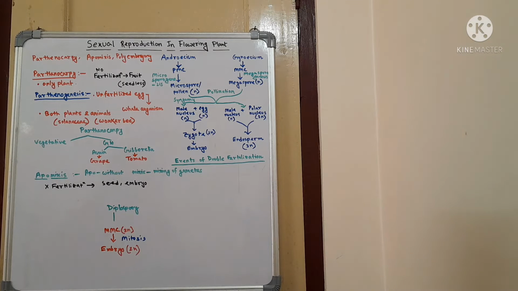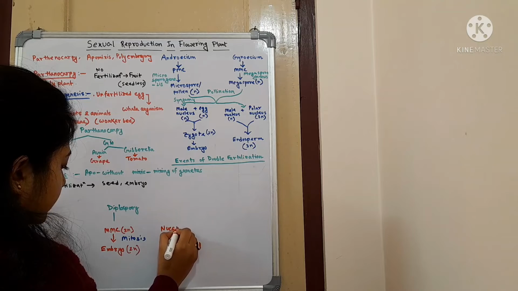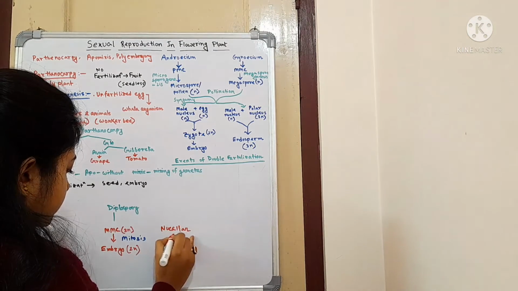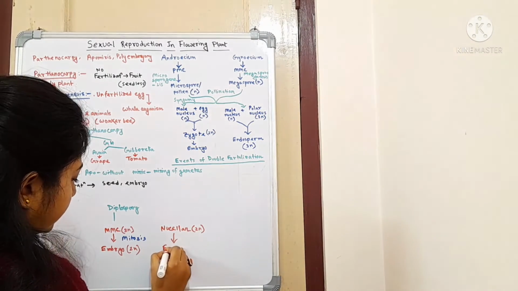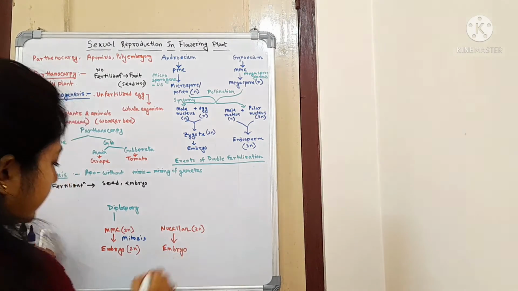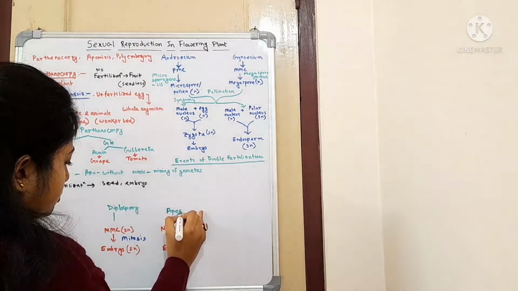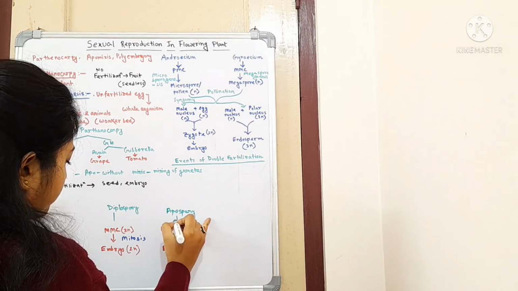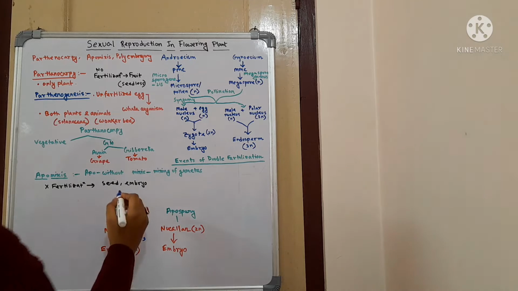Another event can take place: the embryo can be formed from the nucellar cells. Nucellar cells are also diploid in nature. From here, directly the embryo can be formed, and the seeds can be formed. That condition is considered as apospory. And both of these events come under the event which is considered as agamospermy.